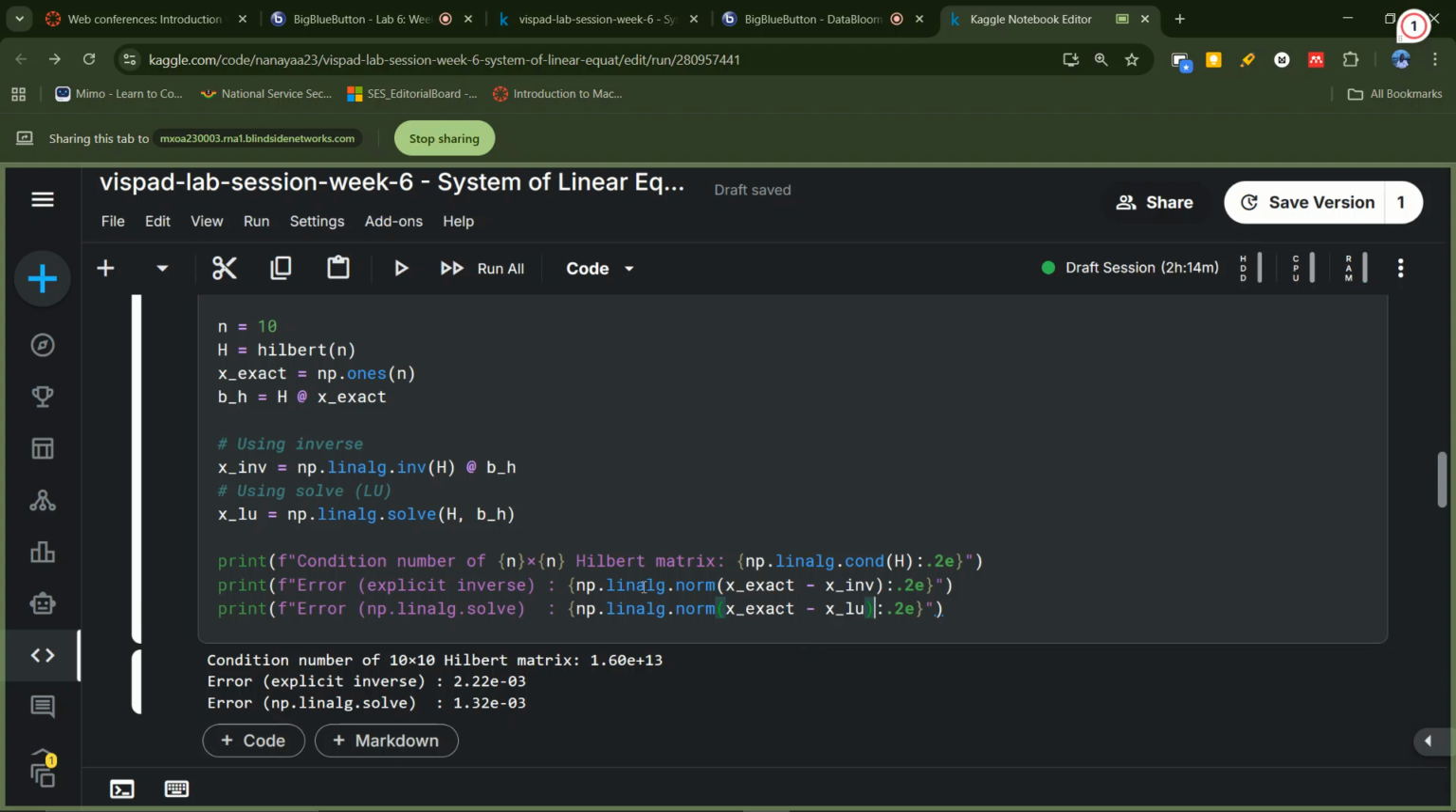If you compare the error when you use the explicit inverse, you realize that it is huge as compared to when you do the LU decomposition. So this is just an explicit way to prove to you why the matrix inverse, the explicit inverse, is never used.